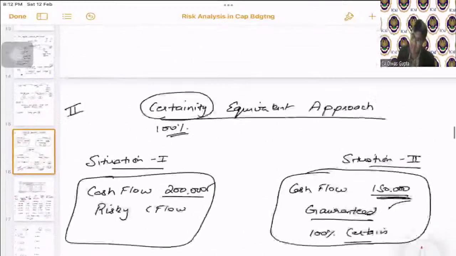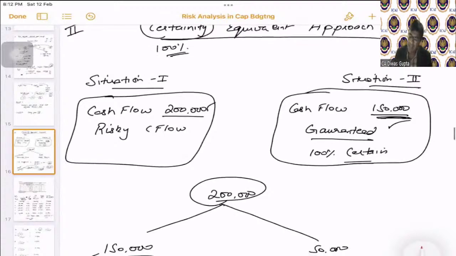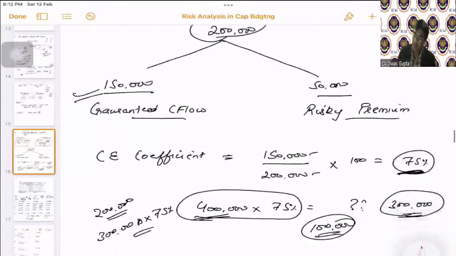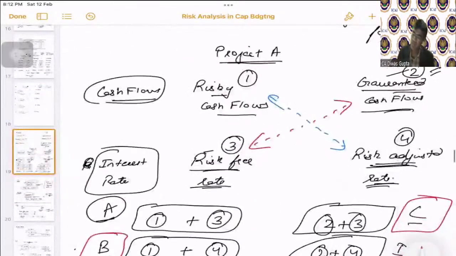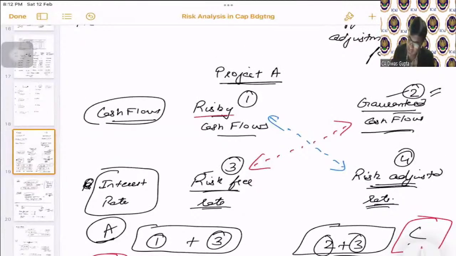And then the second part we discussed is the certainty equivalent approach. In this case, we will use the certain cash flows, the guaranteed cash flows, to evaluate a project. This was the table that we studied, right? While we use risky cash flows, we will use the risk adjusted rate. While we use the guaranteed cash flow, we will use the risk free rate.